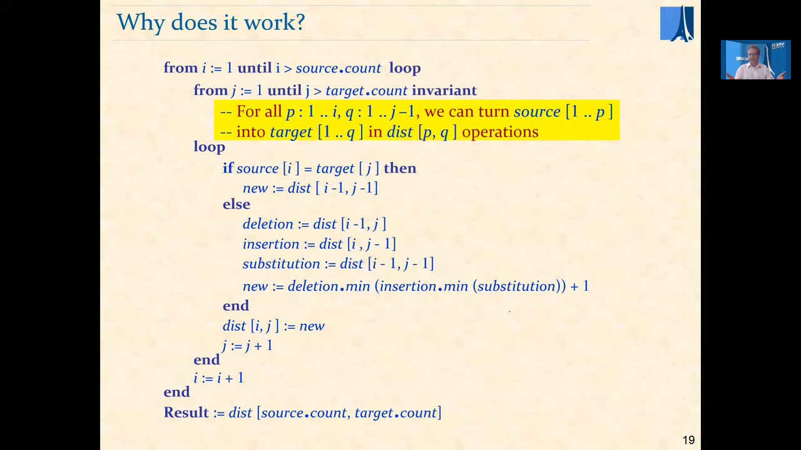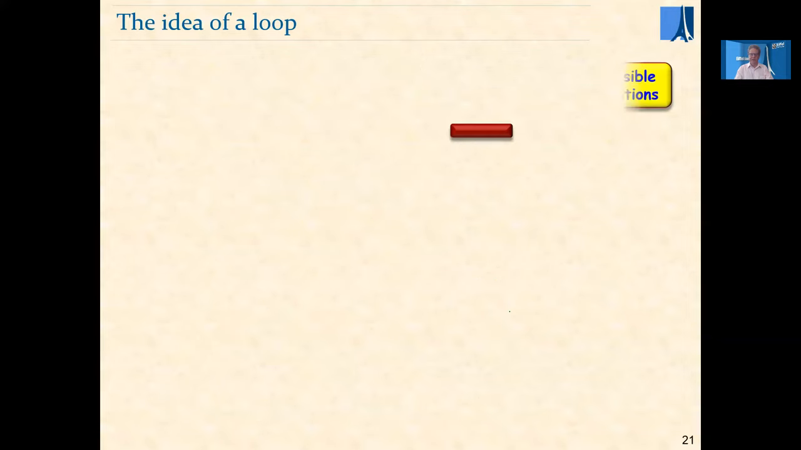And what the invariant says is something very simple. It says we have solved this general problem, the final problem, for a part of the input, where the input is the combination of a source string and a target string. So we have solved the problem for all the prefixes of the source string and the target string encountered so far, and for which we have filled the corresponding entries in the table.